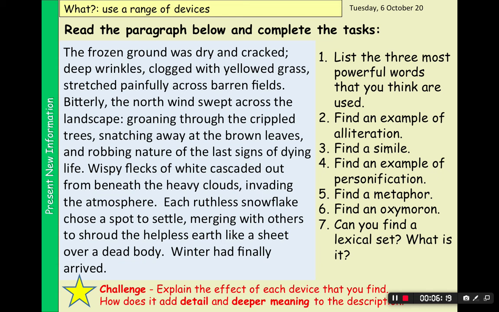Number three, a simile. So we have a simile down here near the inn. So saying that the snow kind of covers the earth like a sheet over a dead body. That's a pretty dark simile, but it just links to the meaning of the whole paragraph, where it's trying to describe this winter scene is bringing death to nature, really.